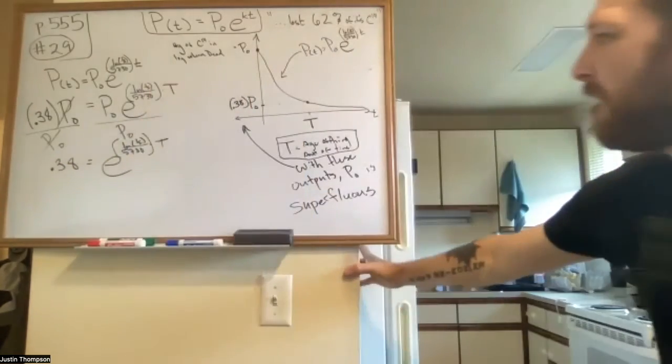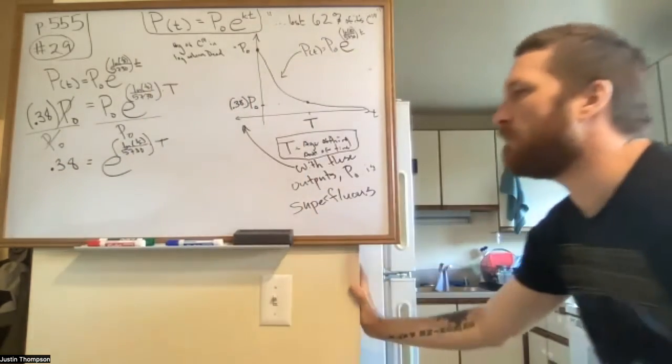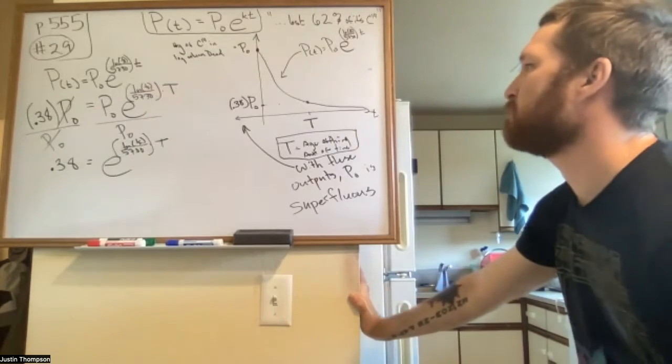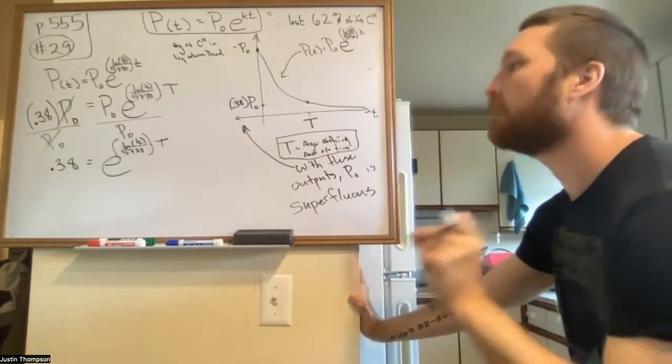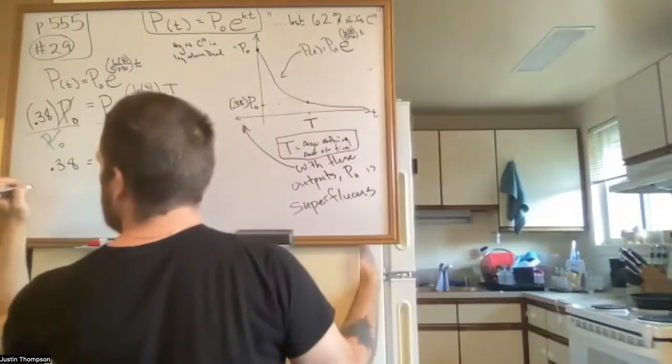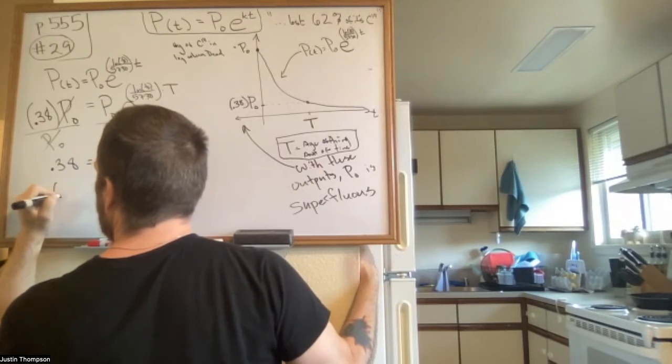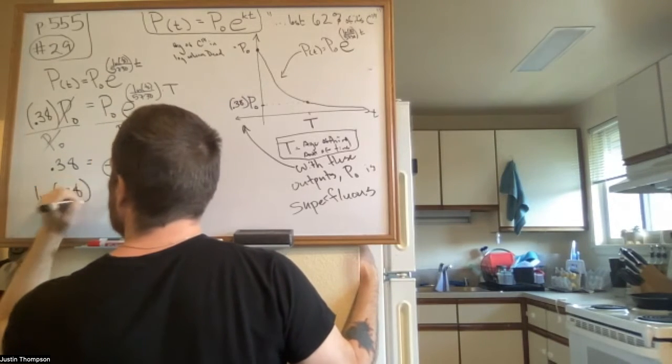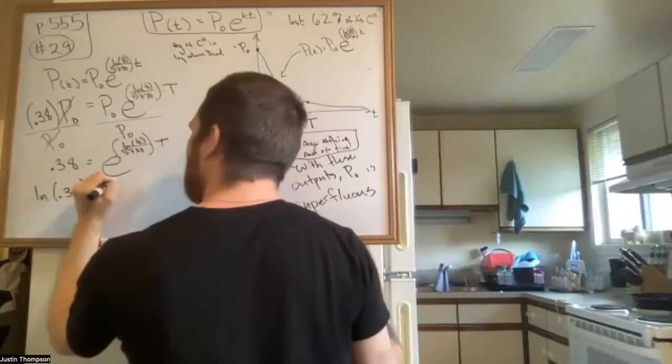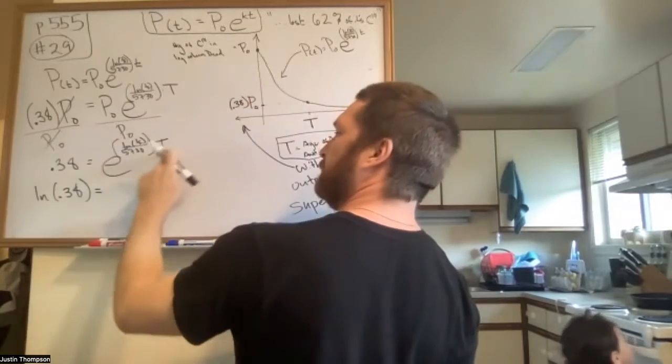Now what do I do? I take the natural log of each side. And that gives me whatever's in here.